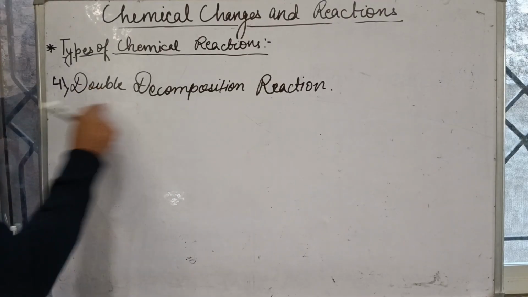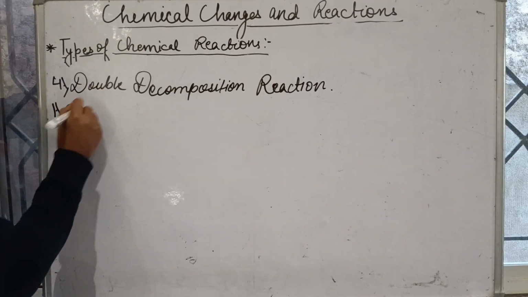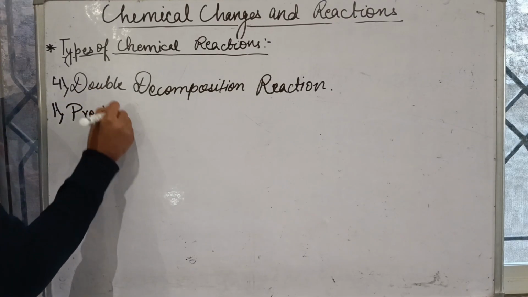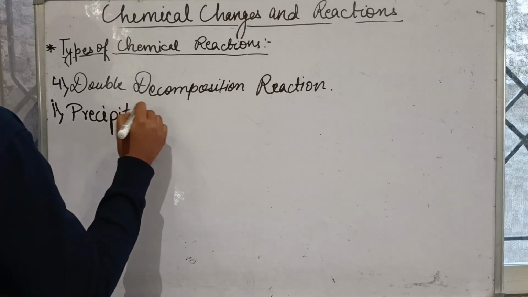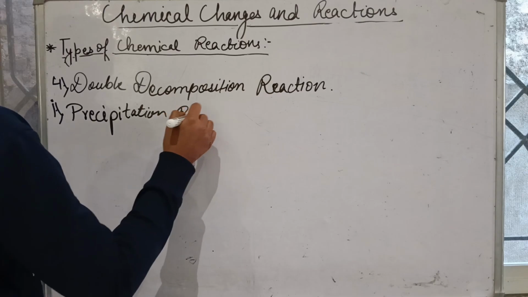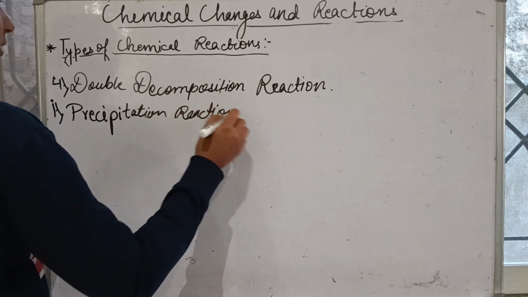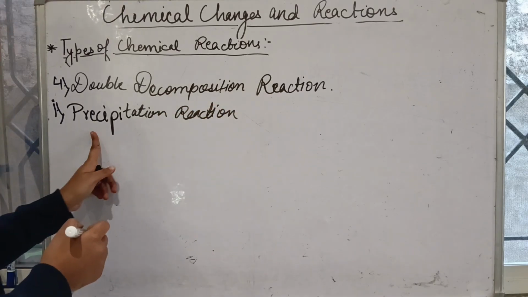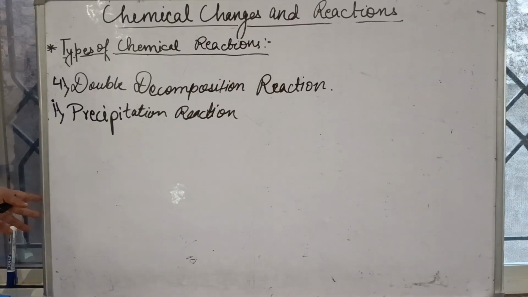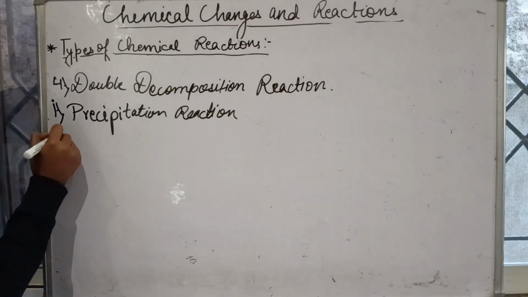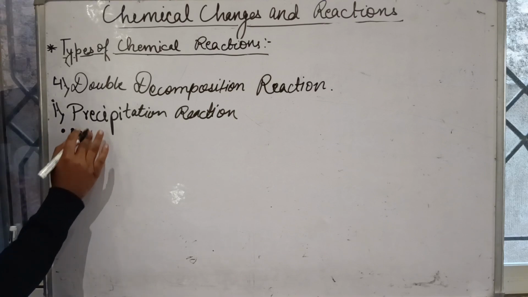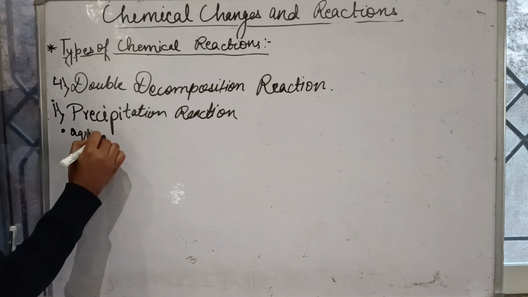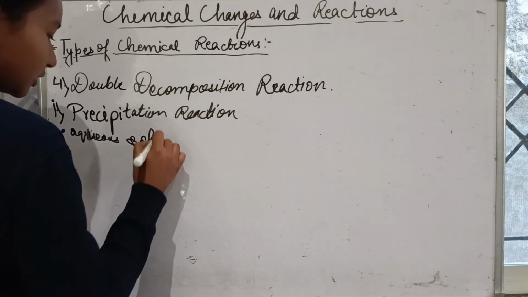Now this is also of two types. First is precipitation reaction, means that here the precipitate will be formed. Now what is precipitate? An insoluble solid. In this there will be aqueous solution.